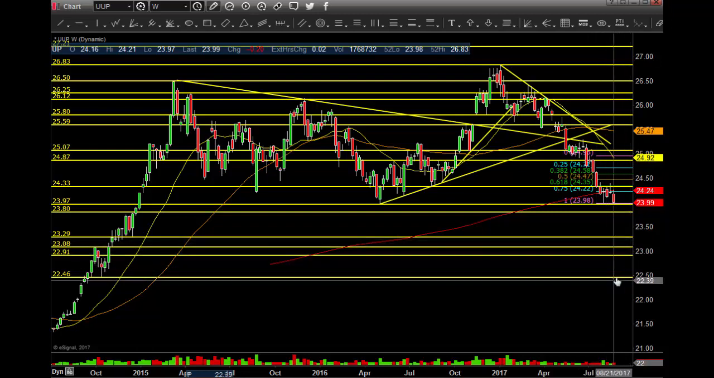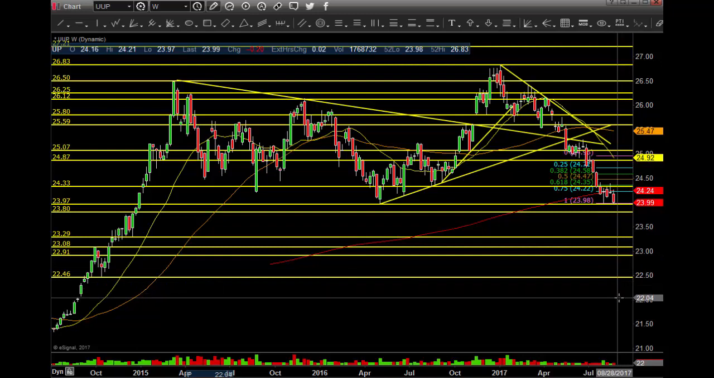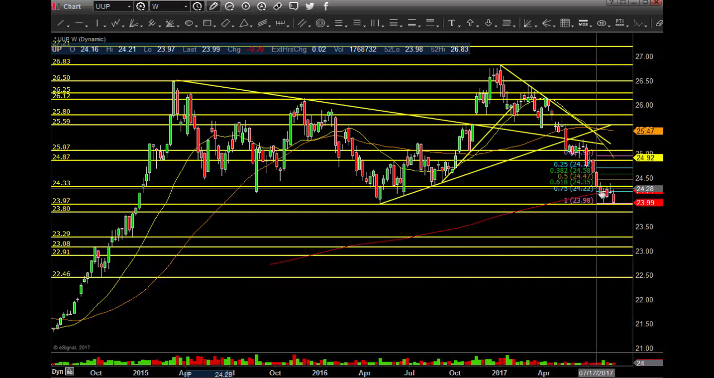If we could get to 22.46, maybe fill a couple of these gaps down here around 22 or so, then I'll start nibbling on the dollar. But if you're short, just keep riding this one. Just keep tightening the stop. Just keep bringing it down as this thing's going down.